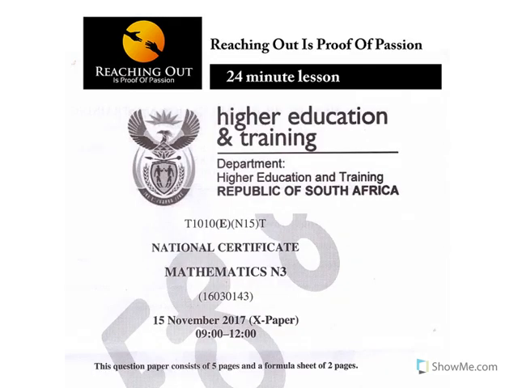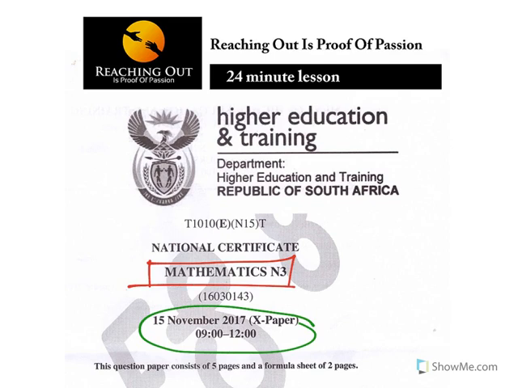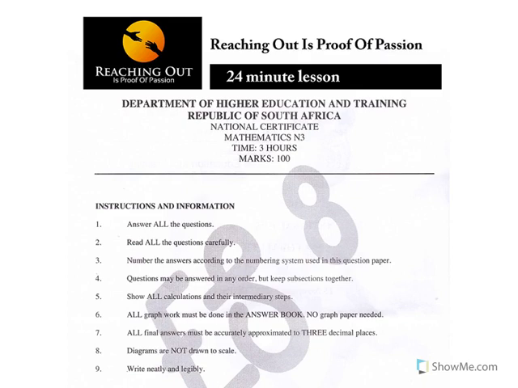Now, as I previously mentioned, this is the question paper that was written in November 2017. It was a morning paper and it's for mathematics N3. It is very important before you start your exam to always read the instructions and information. One thing to note: mathematics N3 is out of 100 marks and the time taken to complete the paper is 3 hours.